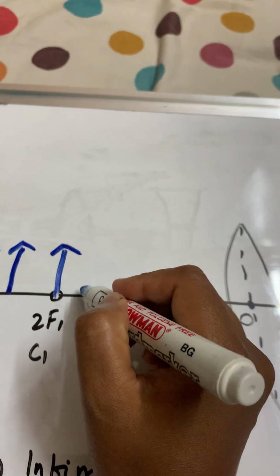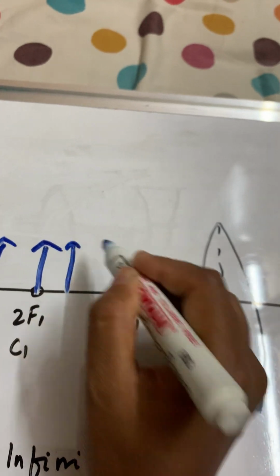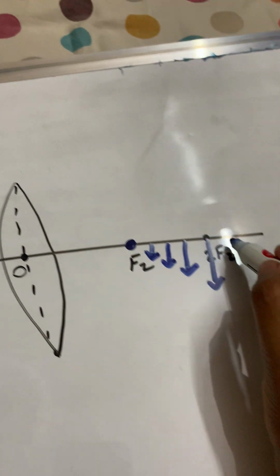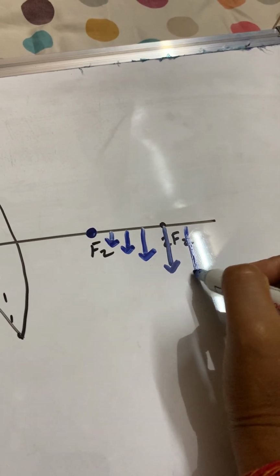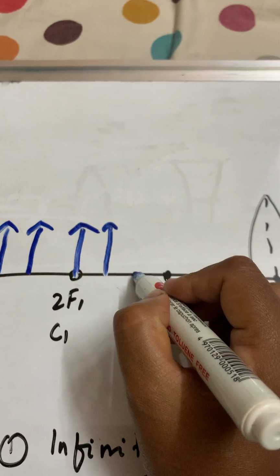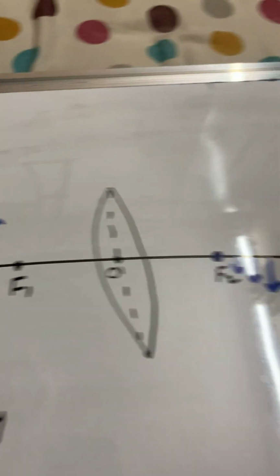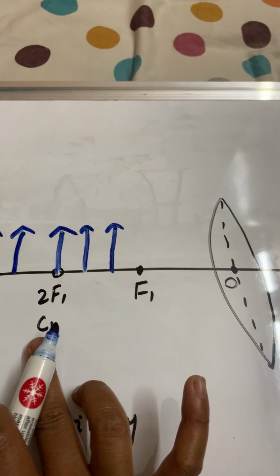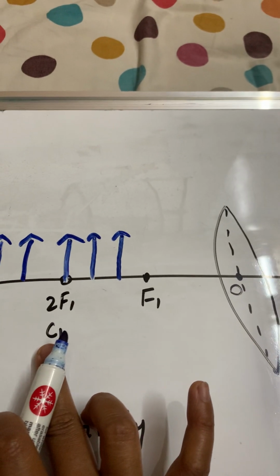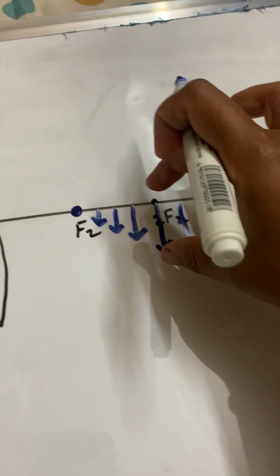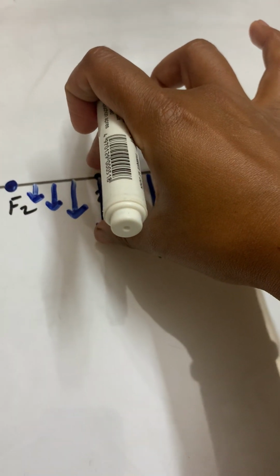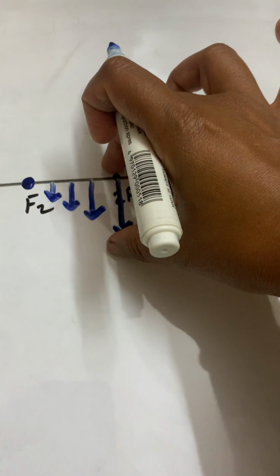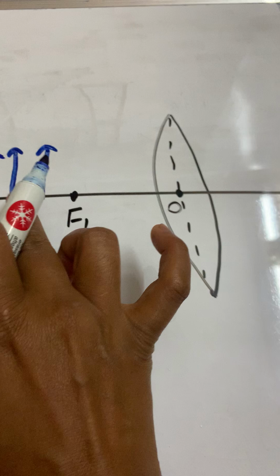Now if you are bringing it further close, the same object, the image will be shifting further away with an increase in size. The object is moving towards the focus, the image is moving away from the center, with an increase in size. So what happened? Till c1, the image is small; for the object at c1, the image at c2 is exactly the same size. But later on, what?